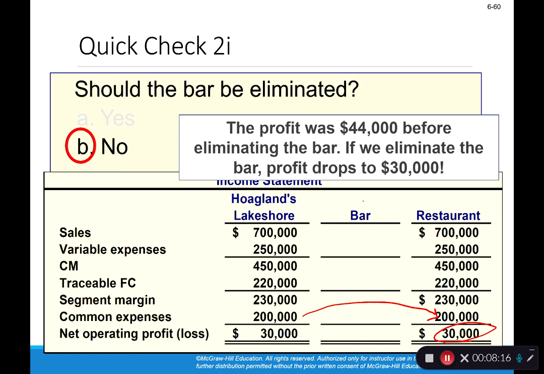So what is the moral of the story? The moral of the story is we don't want to allocate common costs because doing so is going to result in us making inappropriate decisions. It's going to make profitable segments potentially look unprofitable, which may result in managers deciding to get rid of it, which in fact could hurt the company overall, as demonstrated by this example.